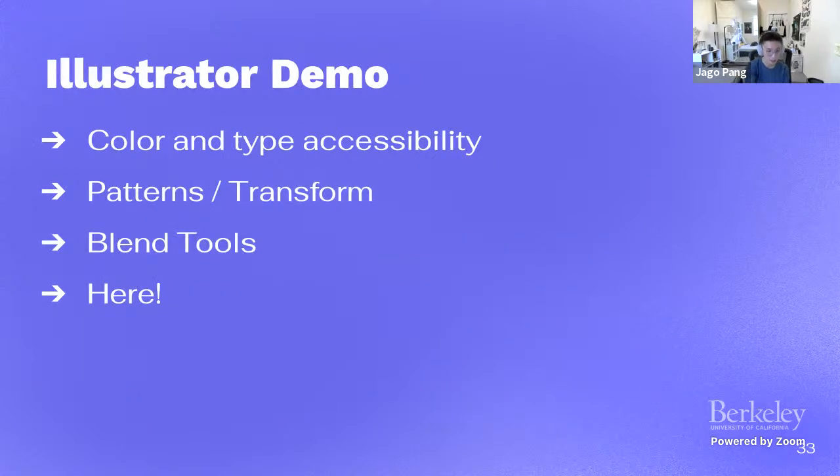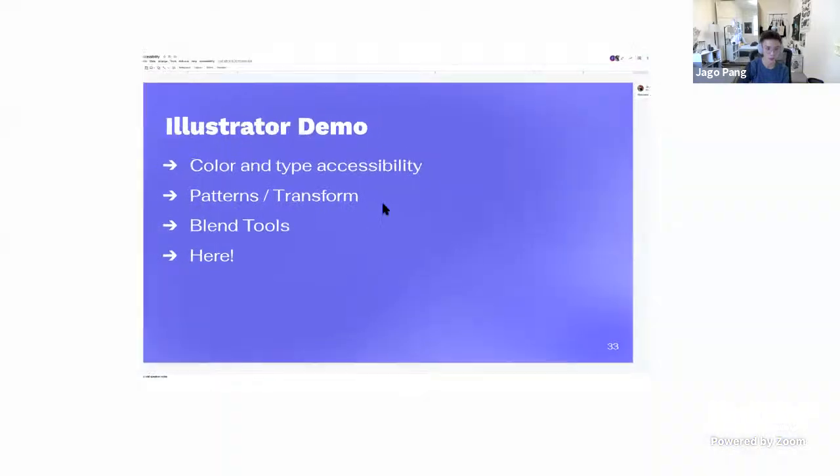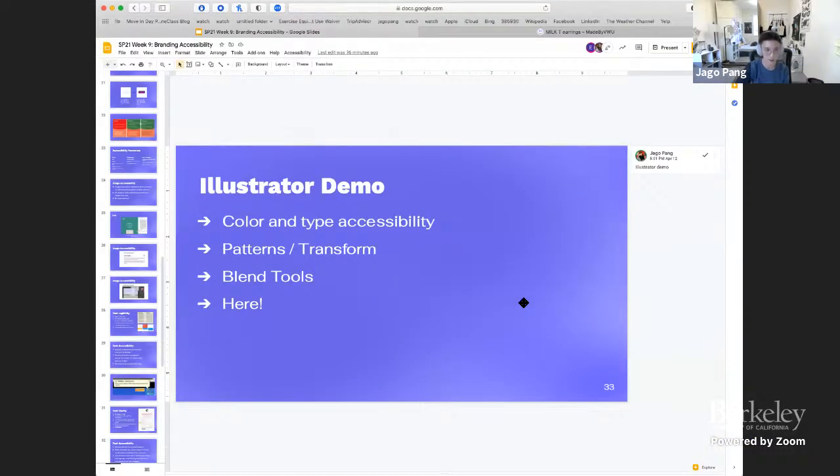But yeah, then I'll be giving a very quick demo. The link is in the Notion. I forgot to link it here, but it'll just be going over what you can do in Illustrator related to accessibility.